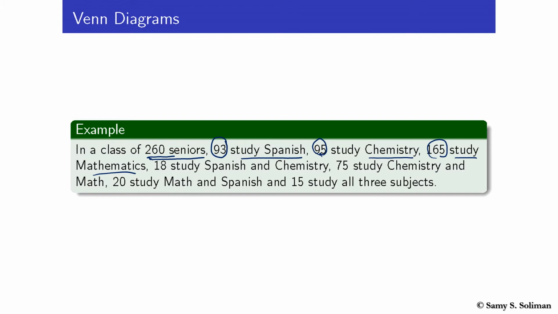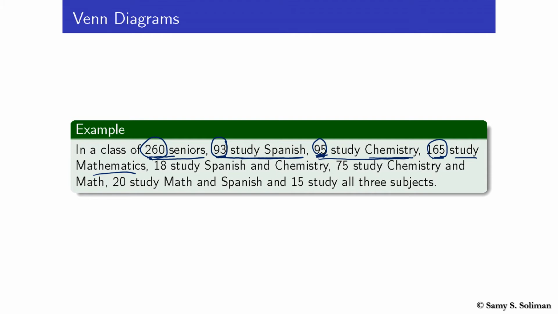If we have 93 studying Spanish, 95 studying chemistry, 165 studying mathematics, the total of these three numbers is definitely larger than 260. However, this assumption is not correct, because when we are told that 93 study Spanish, that does not mean that they study Spanish only. Similarly, for those 95 studying chemistry and those 165 studying mathematics, no one mentioned that they are studying only one subject.